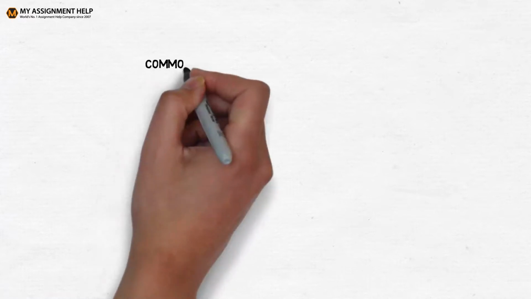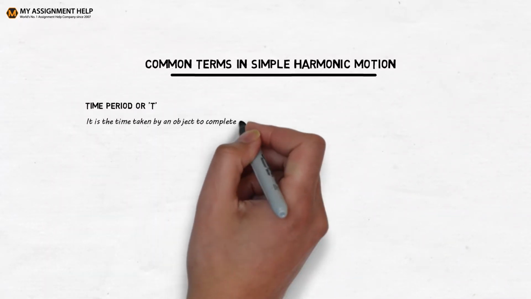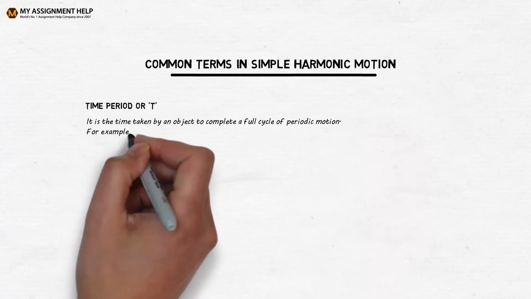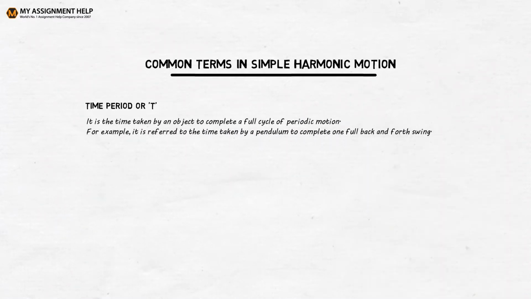Common terms in simple harmonic motion. Time period or T. It is the time taken by an object to complete a full cycle of periodic motion. For example, it is referred to the time taken by a pendulum to complete one full back and forth swing.